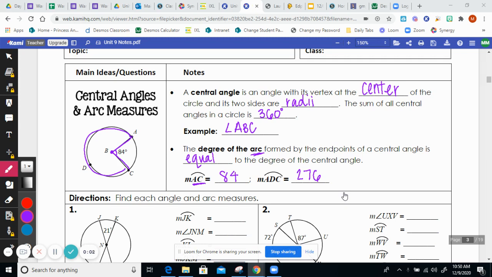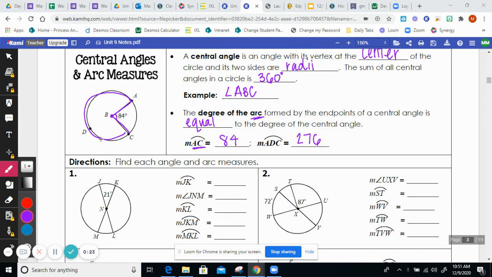So today we're going to go back to the central angle notes. We're also going to be talking about inscribed angles. So central angles, this is an angle where the vertex is at the center of the circle. And then all of our central angles have to add up to 360 degrees.